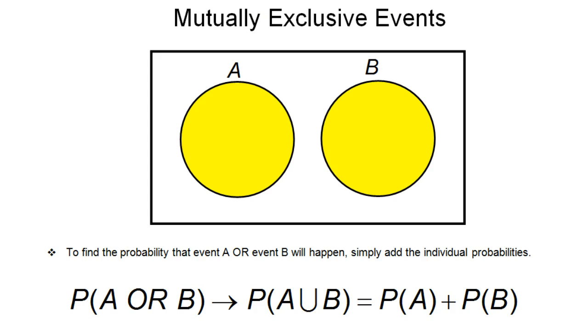Alright, so here's what it's going to come down to. When you have mutually exclusive events like this with no overlap, to find the probability that A or B will happen, all you need to do is add the individual probabilities. So the probability of A or B, which is the same thing as the probability of A union B, is just going to be the probability of A plus the probability of B. Common sense. If we want the total yellow, all we have to do is add the individual yellows. So that's for mutually exclusive.